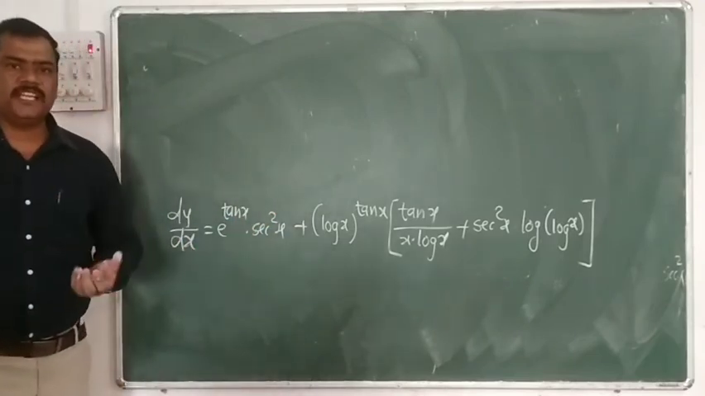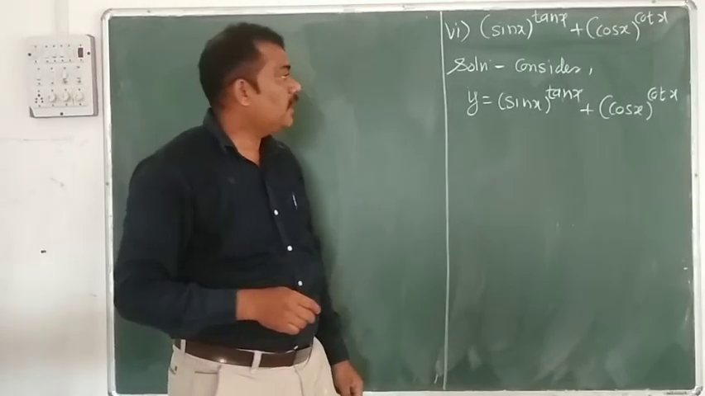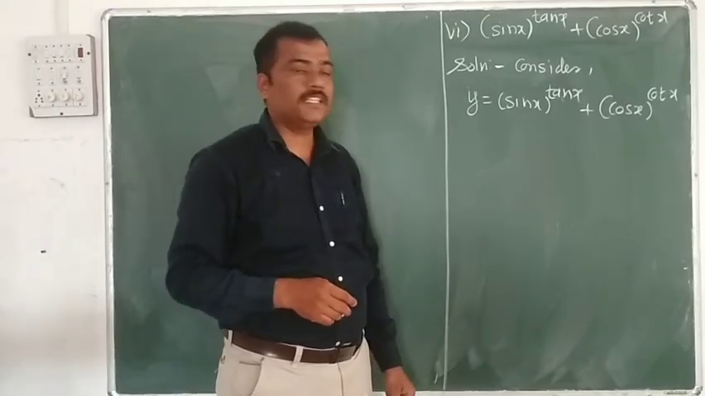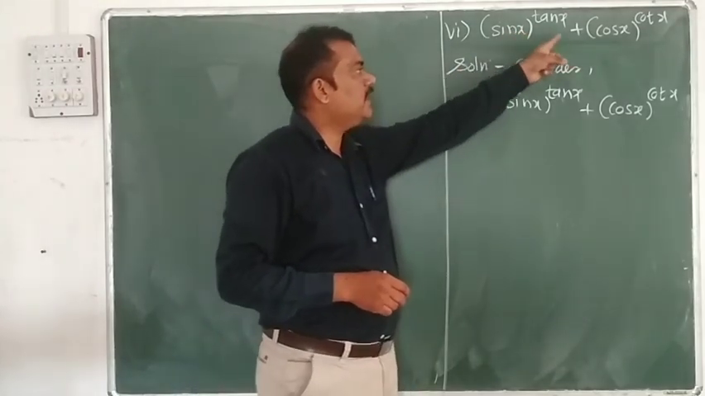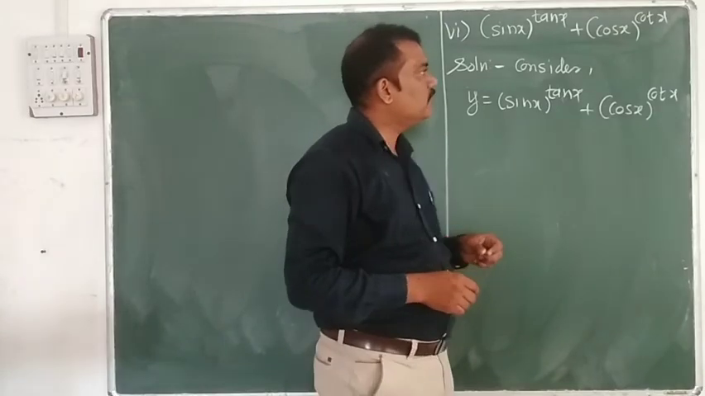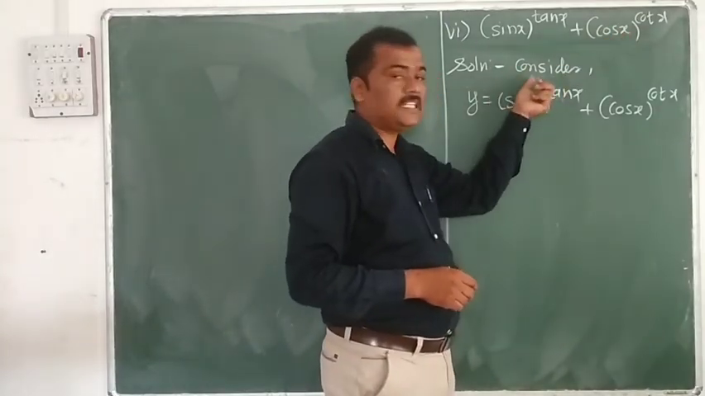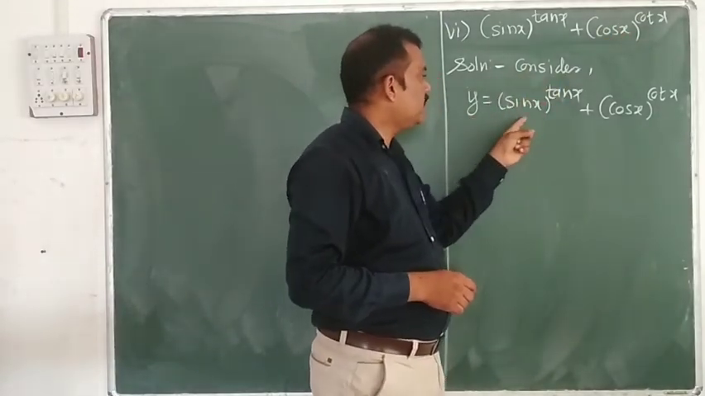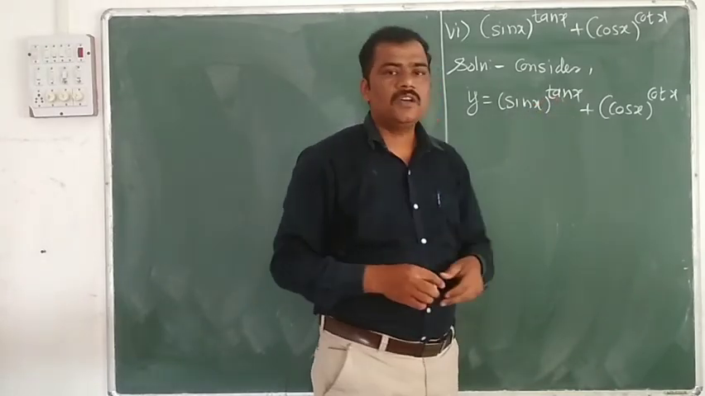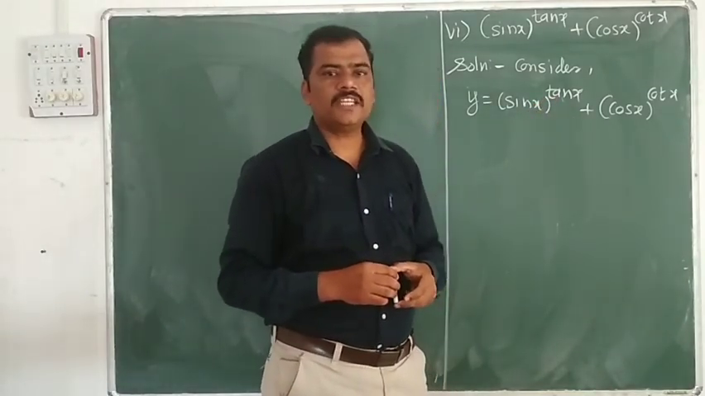Now we have to discuss the next example, example number 6: sin x raised to tan x plus cos x raised to cot x. Solution: consider y is equal to sin x raised to tan x plus cos x raised to cot x.